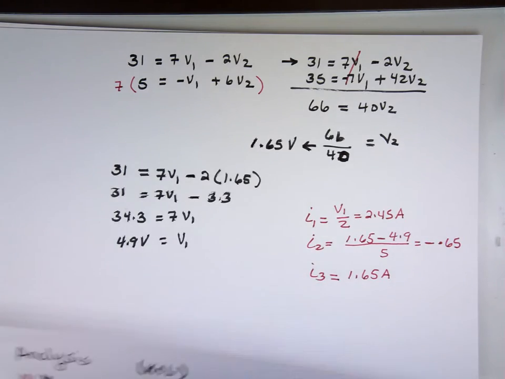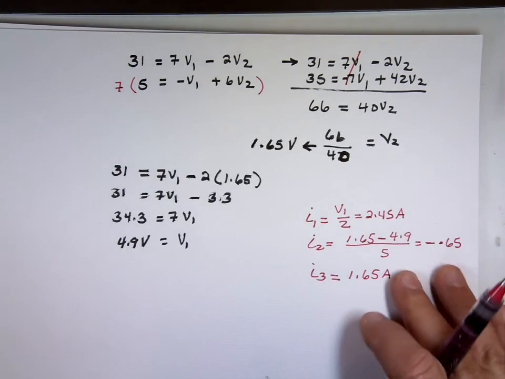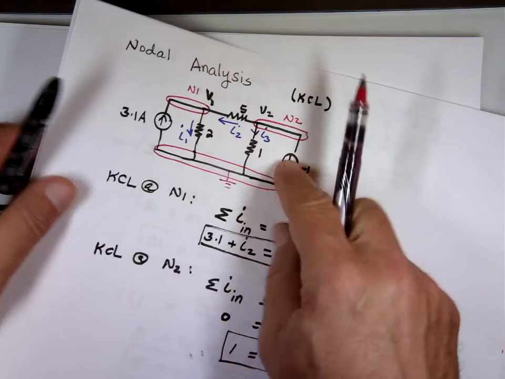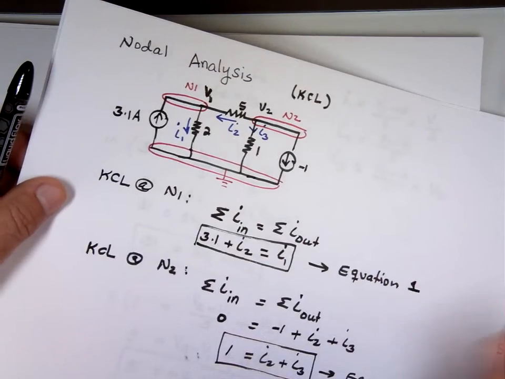And that's how we handle nodal analysis. As you write 2 or 3 nodal equations, you're going to start by writing them in terms of I sub 1, I sub 2, then you're going to replace the I's with V's because you're going to have too many unknowns for the number of equations that you have.